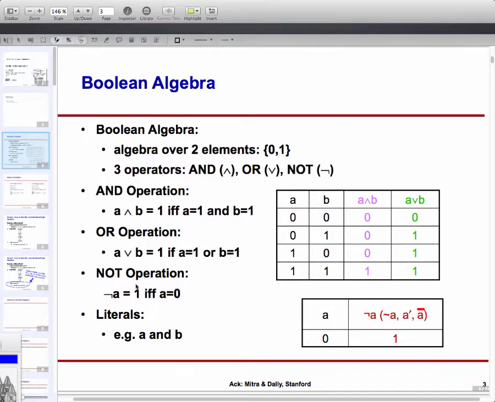Not operation. Not operation takes a variable and outputs the invert of that. So if A is 1, output is 0. If A is 0, output is going to be 1. So it inverts that. A and B, these are our variables.